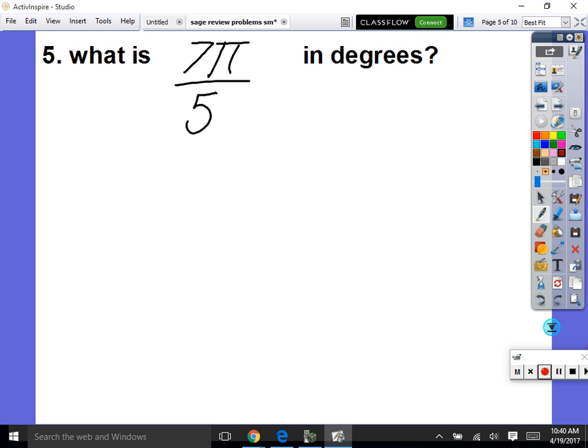Okay, what did we get? We multiply by pi over 180, right? Did we all remember that? Yep, the pi's have to cross out.